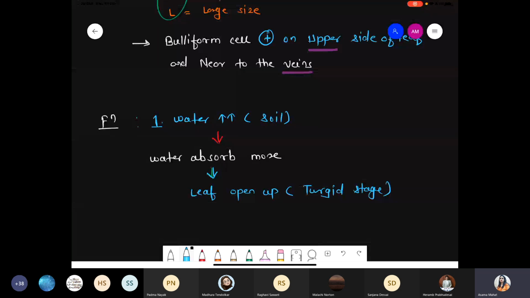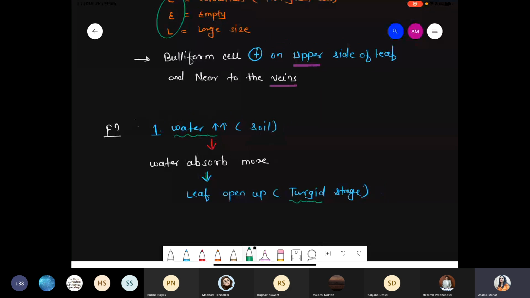Turgid means what? It gets swollen. So normally if you draw, if water is present in high amount, at that time the leaf becomes turgid. Turgid means plenty of water is present, so the entire leaf lamina shows a straight structure like this.